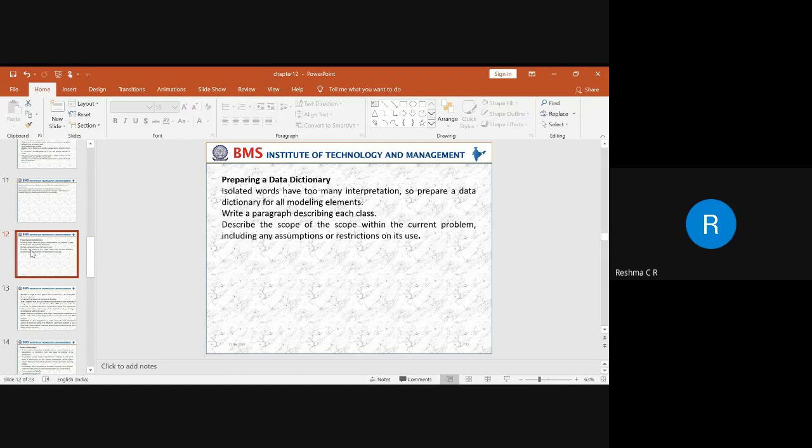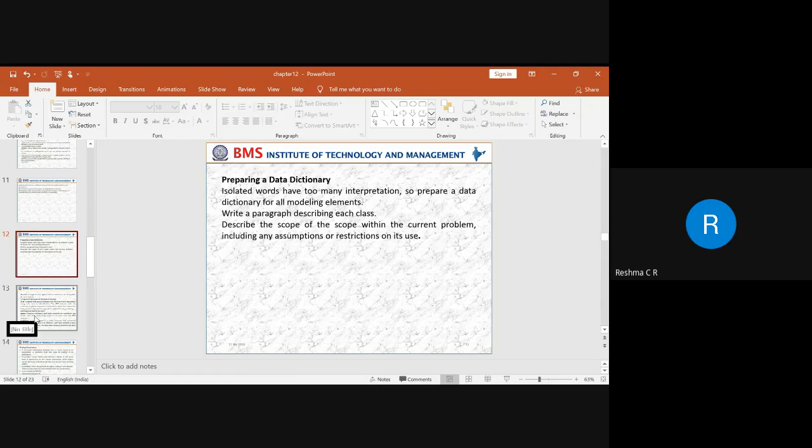How it is going to behave, what transactions or operations are included in that particular class has to be identified. What different assumptions and restrictions have to be included in the current problem, how we are making an assumption, all these details have to be included when we prepare a data dictionary.